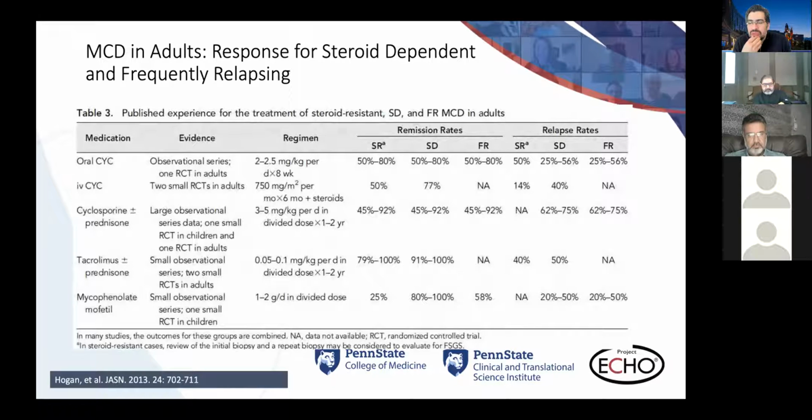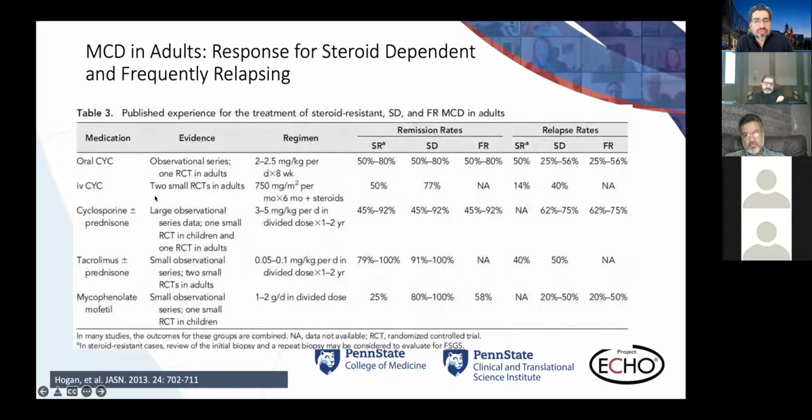Anyone who has used oral cyclophosphamide for this condition, I have not used it. How long do you go then? Is this for 8 weeks? 8 to 12 weeks. And then do you use it along with prednisone, or is this single therapy? It depends, but usually when I've used cyclophosphamide, I've used it alone.